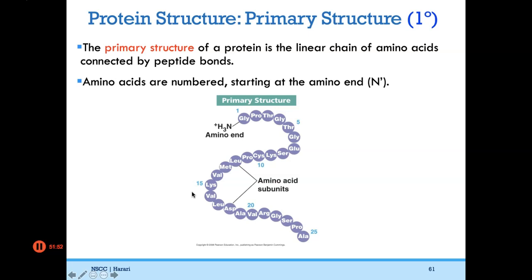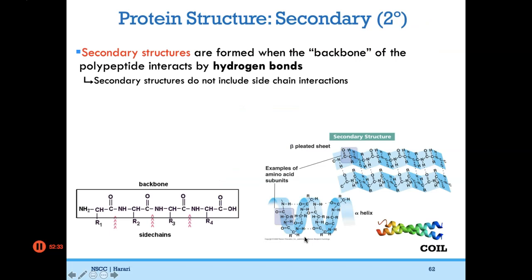And just for convention, we have to standardize something. We have to number amino acids so we know, if you want to say the sixth amino acid, how do I know if I start counting from here or from here? Is it 1, 2, 3, 4, 5, 6 or 1, 2, 3, 4, 5, 6? So we have to start numbering amino acids starting at the amino end, at the N prime end. Wherever the amino end sticks out, that's the number one amino acid. This is the C prime end because this is where the carboxylic acid group would stick out. So that's the primary structure.